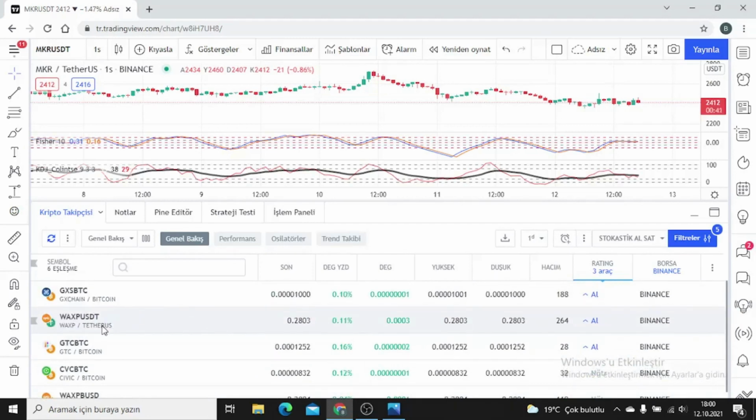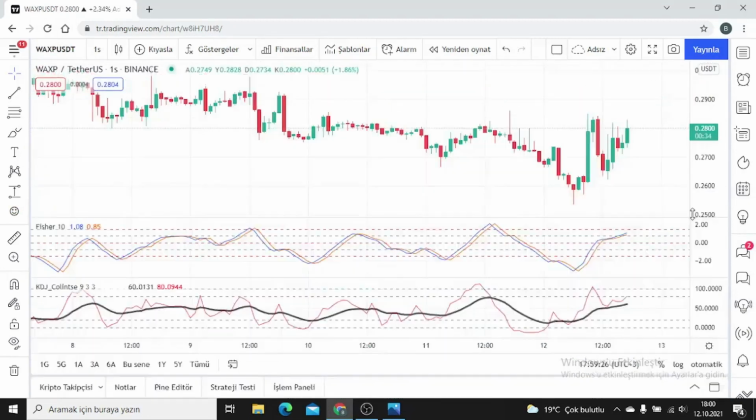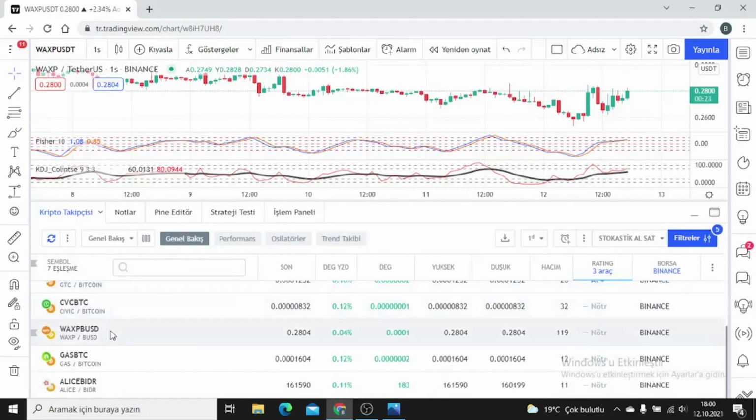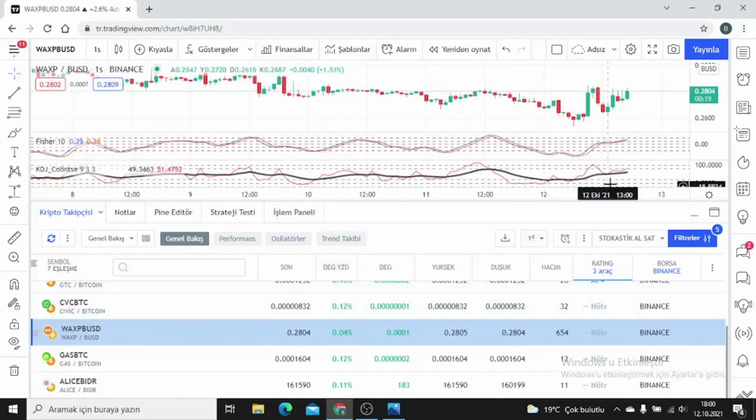I am currently looking for USDT-based cryptocurrencies. Currently, USDT-based crypto money is out. I click on the crypto money that comes out, and as you can see, friends, it gave us a cryptocurrency with this intersection. Of course, it also gives non-intersecting cryptocurrencies, we have to check it one by one.